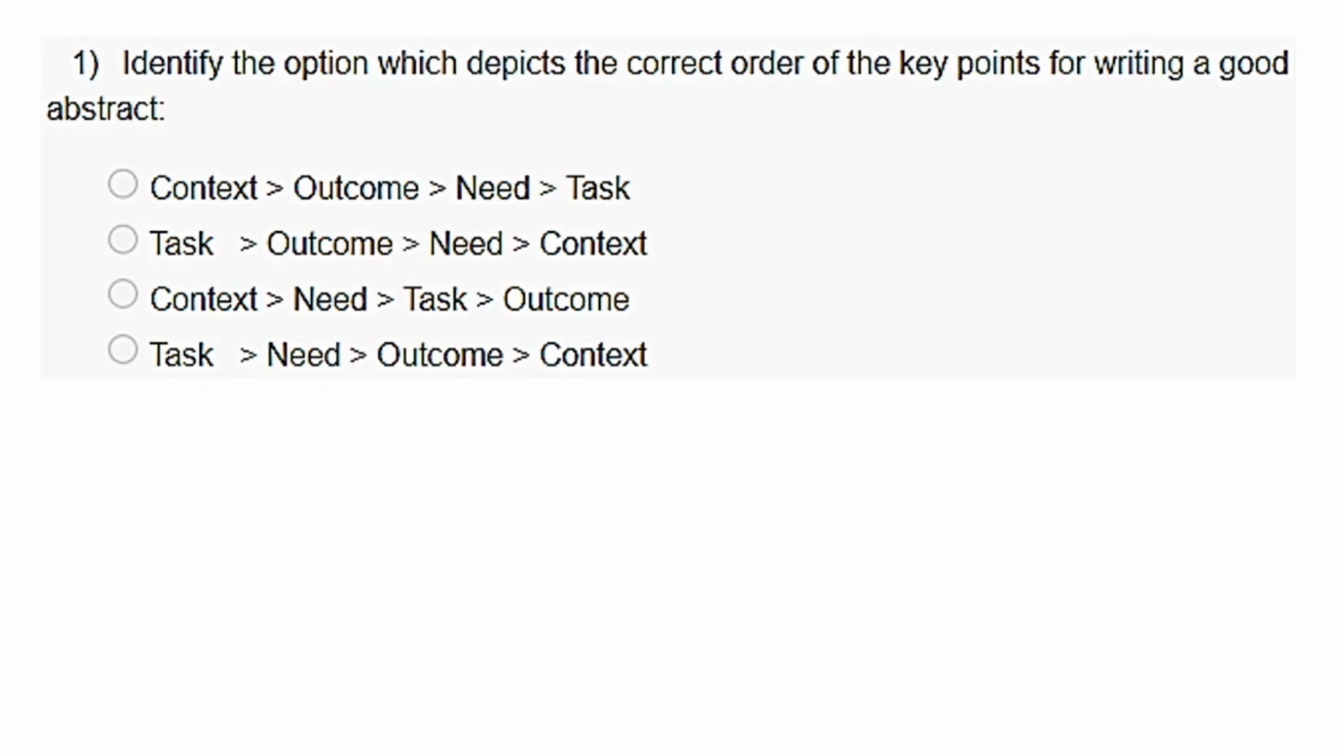Identify the option which depicts the correct order of the key points for writing a good abstract. Very important. Anybody? Context. Okay. Need, task, and outcome.